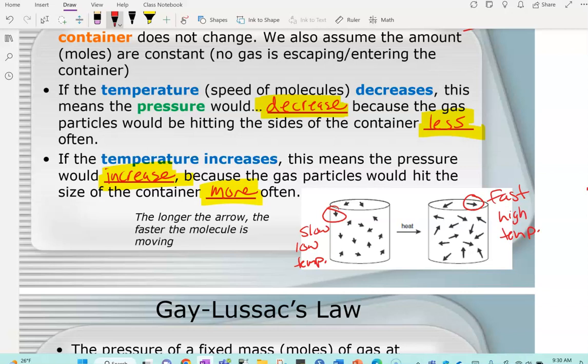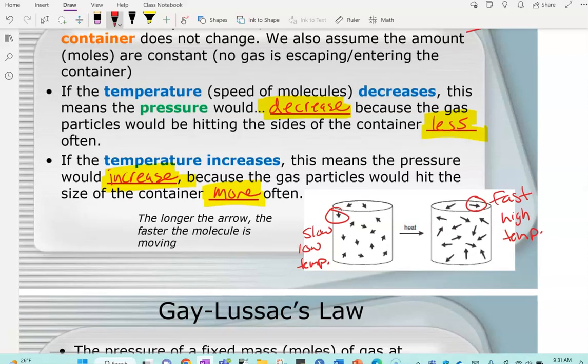Okay, so remember, the longer the arrow, that represents that the molecule is moving faster and therefore would have a higher temperature. If the arrow is shorter in comparison, that means that the molecule is moving slower and therefore would have a lower temperature. So just keep that in mind when you're looking at any diagrams moving forward.